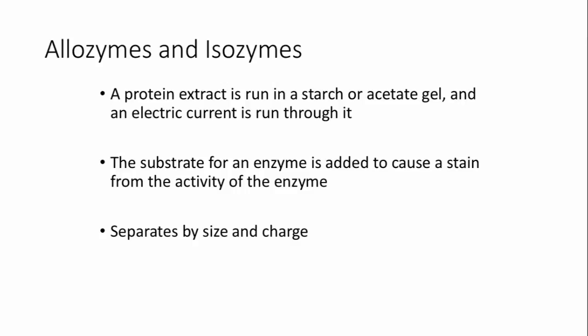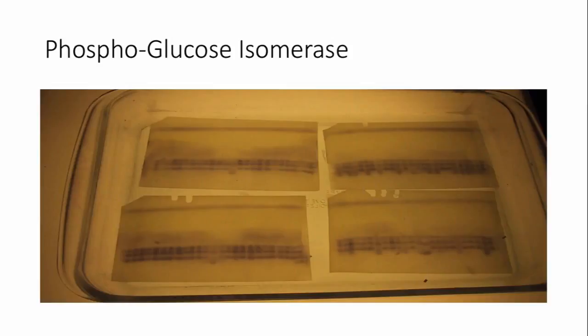And then to stain it, you add the substrate for a particular protein. And wherever that substrate is changed so that you can visualize it, you know the protein is there. So this is what allozymes look like. This is phosphoglucose isomerase. It's a core Krebs cycle enzyme. We have it. This happens to be from a plant.